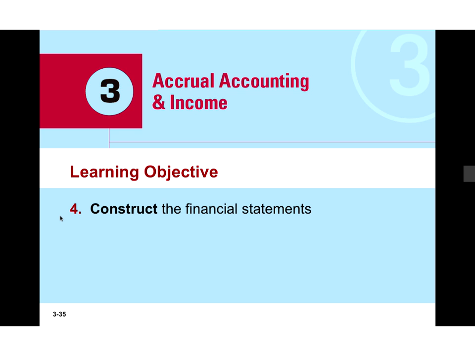Okay, so we did a sample of adjusting entries. Adjusting entries are much the same over and over. We're going to now do the next step. So let's assume we've done all our adjusting entries, we've posted them, we do an adjusted trial balance, and we use that adjusted trial balance to do our financial statements.